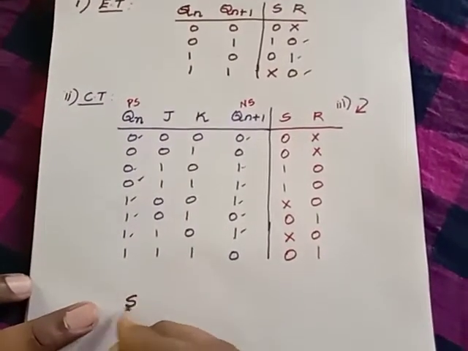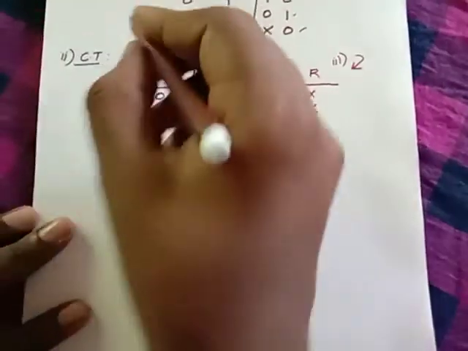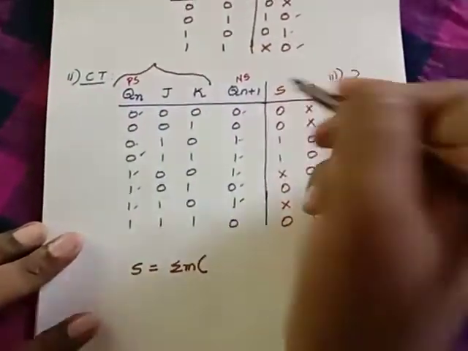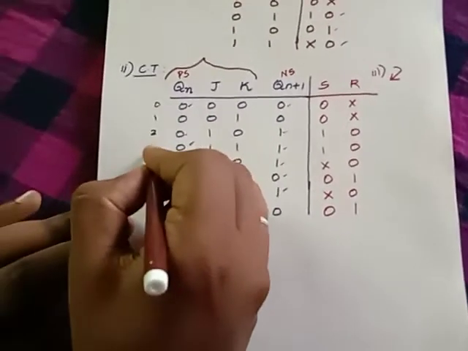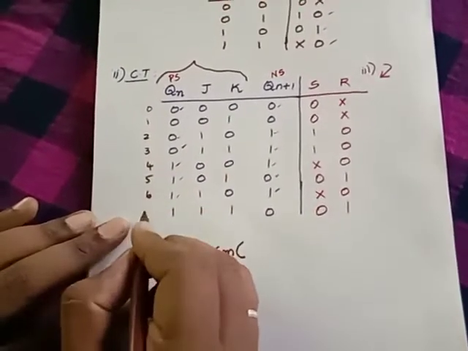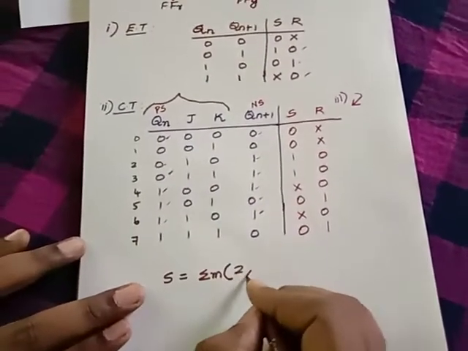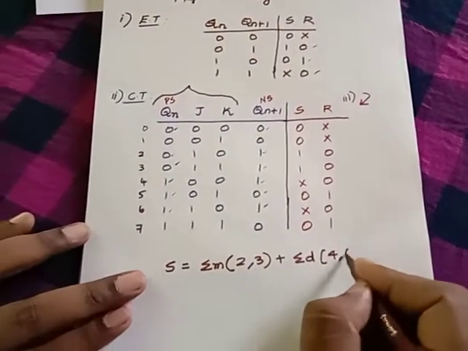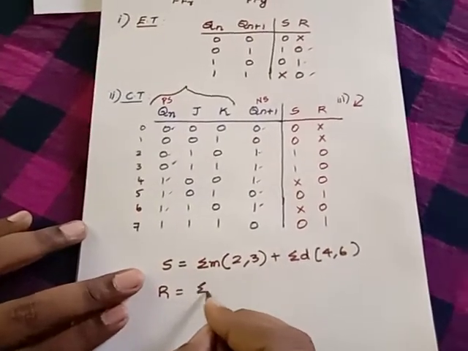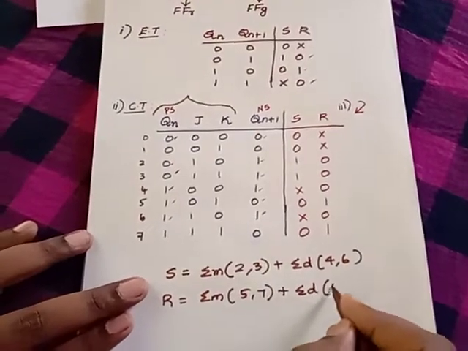Now you have to find out the expression for this. You can find the minterms for S. S is equal to summation m of, and I told you to always consider these three columns excluding your next state. The decimal numbers are 0, 1, 2, 3, 4, 5, 6 and 7. The minterms for S are 2, 3, and you have don't care conditions of 4 and 6. And for R it is summation m of 5, 7 plus don't care conditions 0, 1.